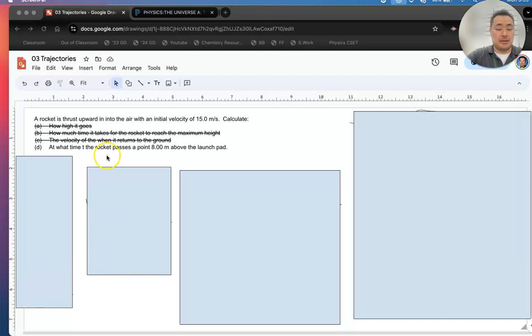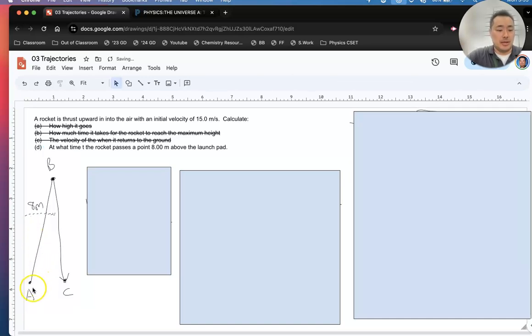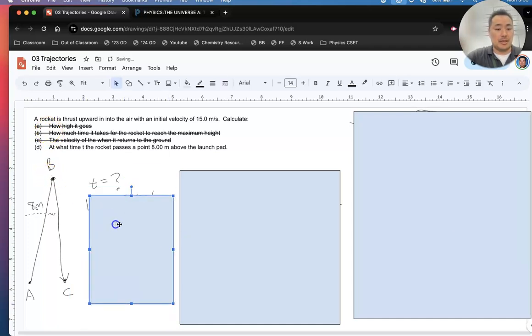Now we're going to find the time it takes for a rocket to pass 8 meters above the launch pad. The trajectory will look like this, A to B, but we're only going to calculate the time it takes to get to 8 meters, not the full 11.48 meters that we saw earlier in question A. So what is the time?